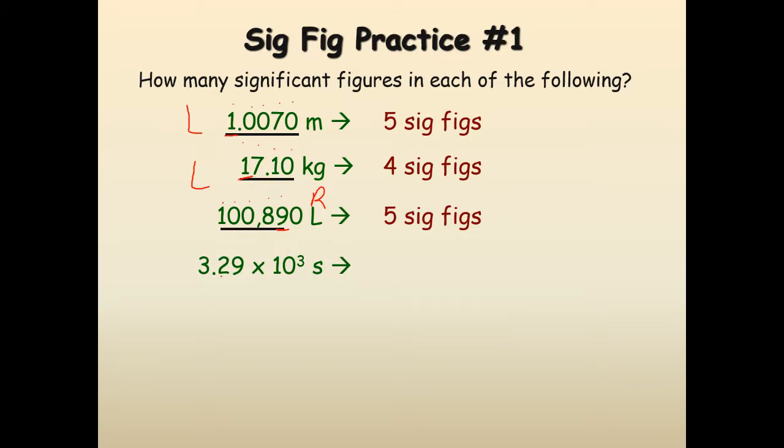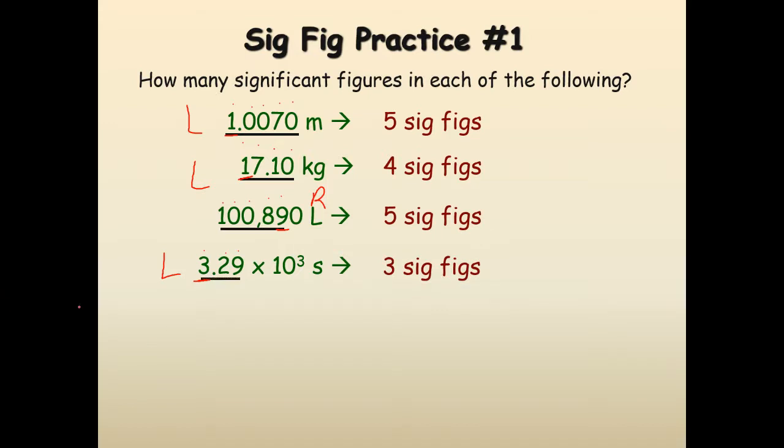3.29 times 10 to the third seconds. So here's a little trick with scientific notation. First of all, there is a decimal, and you're only looking at this part. The part with the exponent, we don't care about. We only look at this part. So there is a decimal, so the decimal is present. We're going to look at it from the left because that comes from the Pacific Ocean. This is my first non-zero digit, so we start counting until we hit the end. So 1, 2, 3. So that one has 3 sig figs.